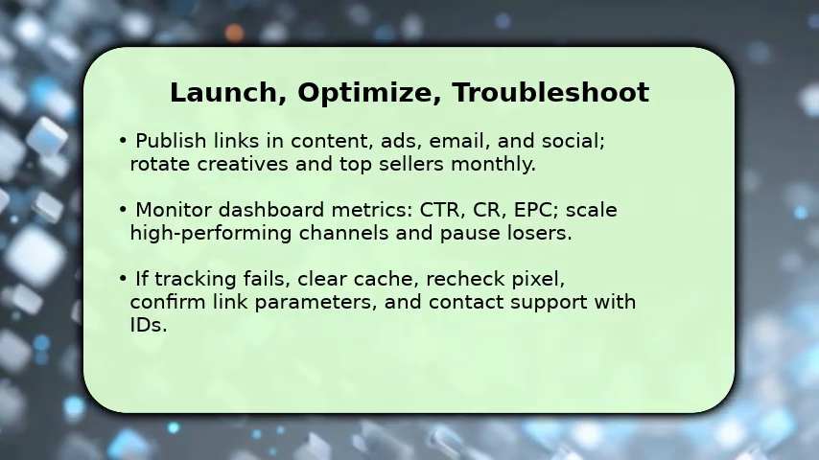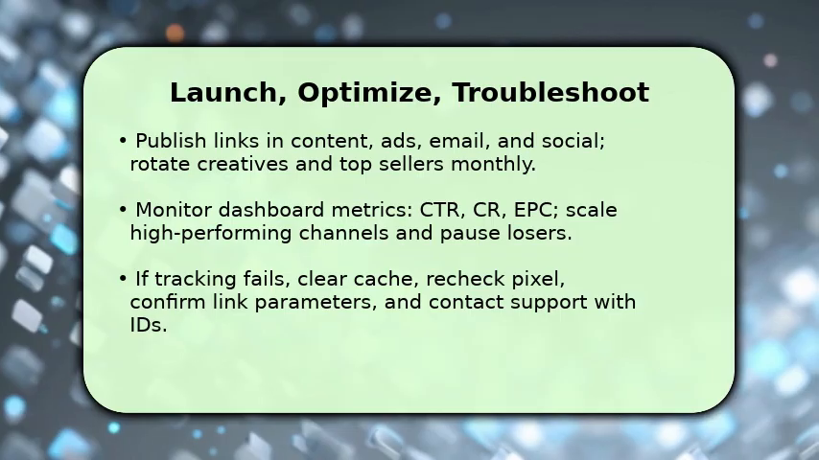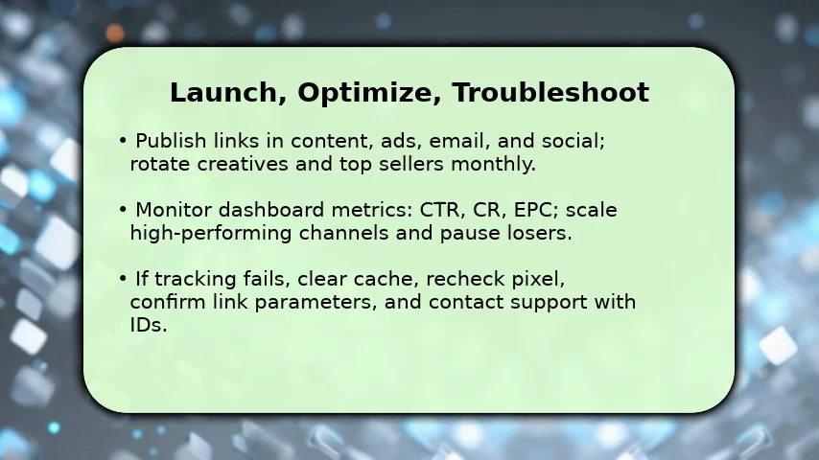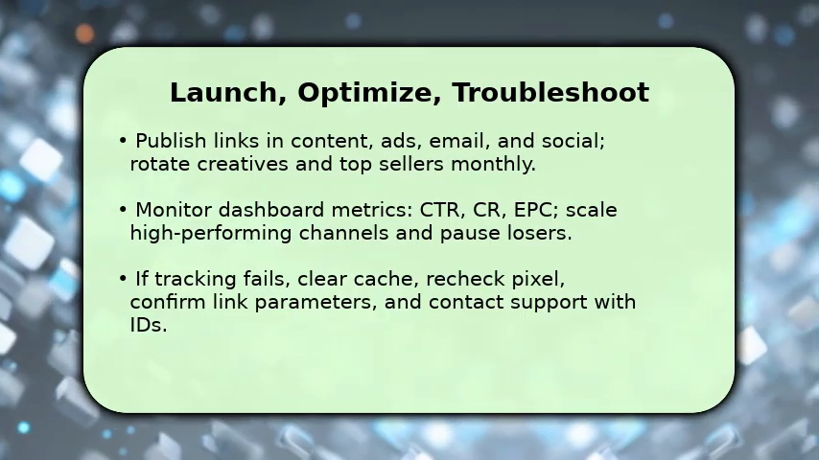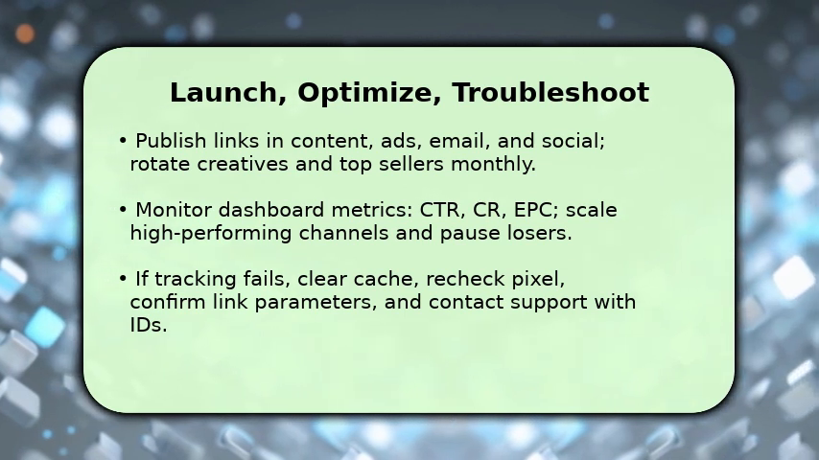If something goes wrong, start troubleshooting. Clear cache, re-verify the pixel, confirm UTM and affiliate ID on the link. Then contact affiliate support with click and transaction ID. This sequence keeps revenue steady and solves most issues fast.